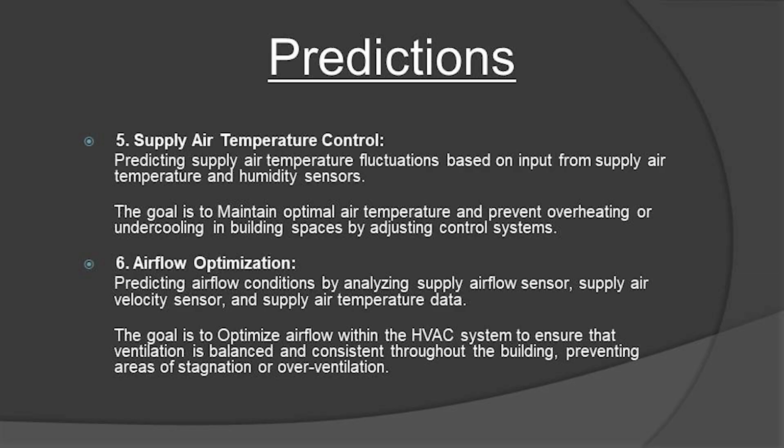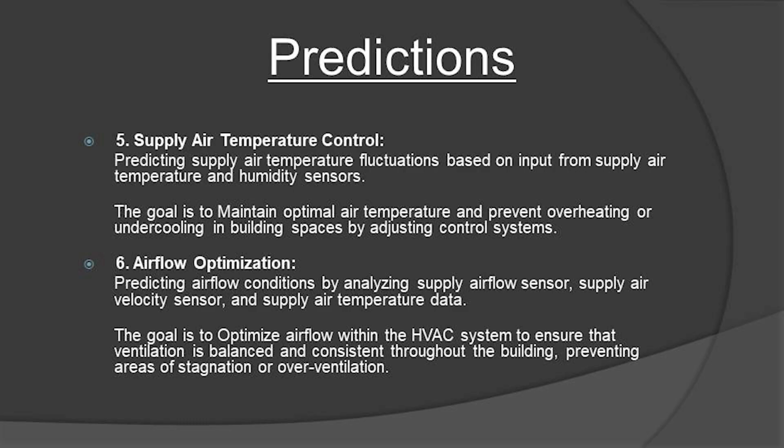Supply air temperature control. Predicting supply air temperature fluctuations based on input from supply air temperature and humidity sensors. The goal is to maintain optimal air temperature and prevent overheating or undercooling in building spaces by adjusting control systems.